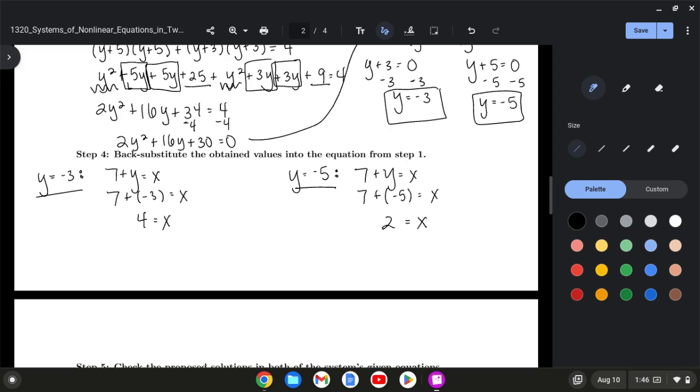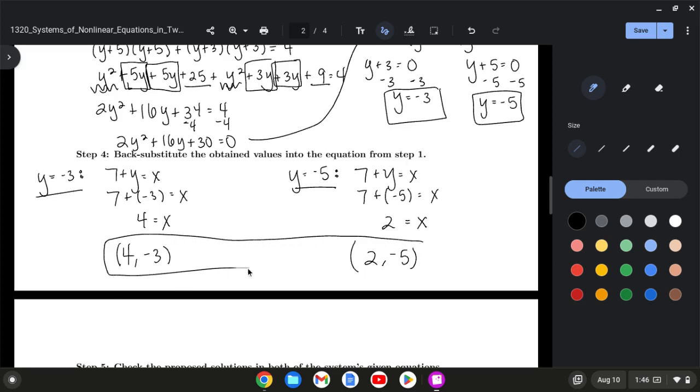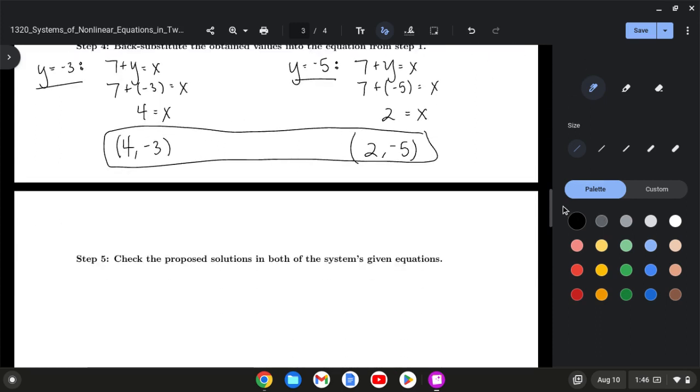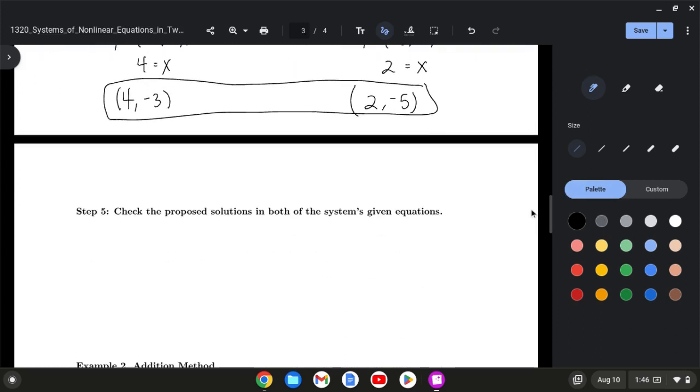All right. So now we have two proposed solutions. So our x-coordinate is going to be 4 when we plugged in a negative 3 for y. And then our x-coordinate is 2 when we plugged in a negative 5 for y. So here are our proposed solutions. Our last step is checking them. So I'm going to go ahead and check our 2, negative 5 point.